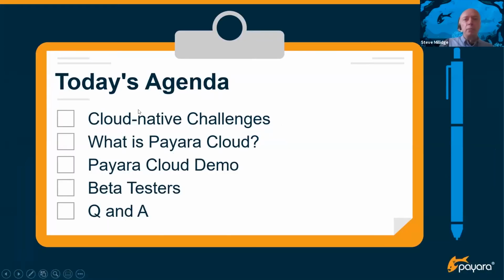So as Jaden said, we've got an agenda here. We're basically first going to look at cloud native challenges when it comes to deploying Jakarta EE applications onto typical Kubernetes infrastructure. Then we'll have a conversation about the philosophy behind Payara Cloud, where it came from, what we're trying to achieve. Then we'll have a demo and we'll talk a little bit about beta testers, and we've got some time for Q&A at the end.